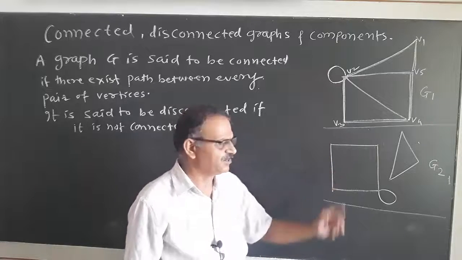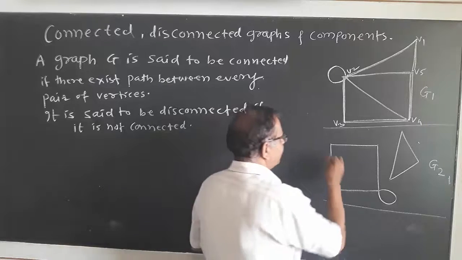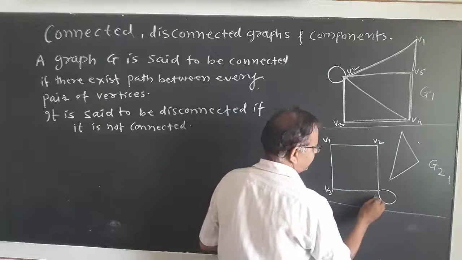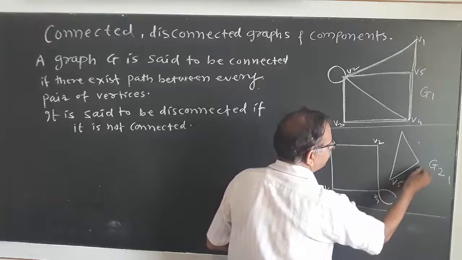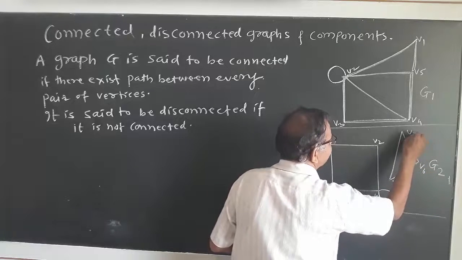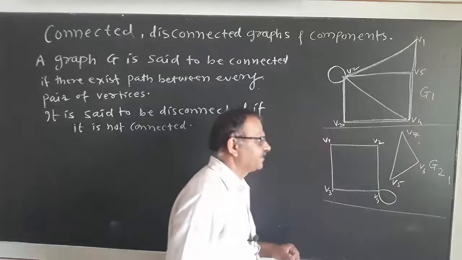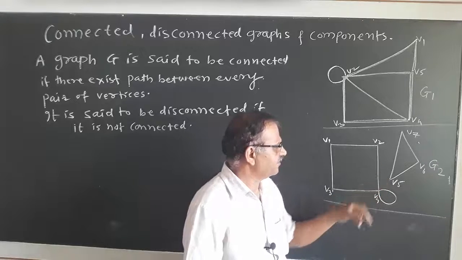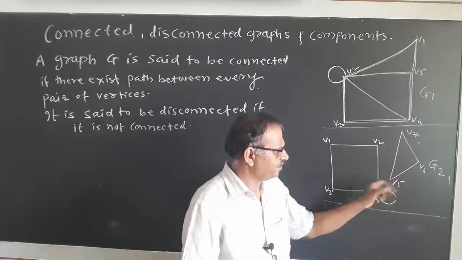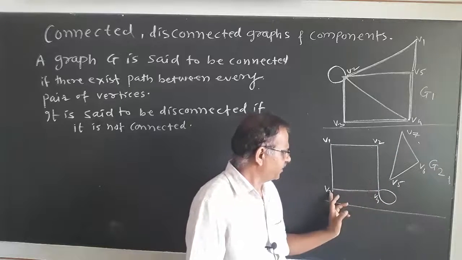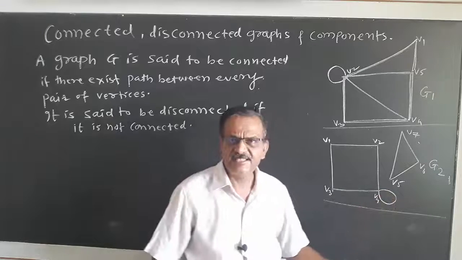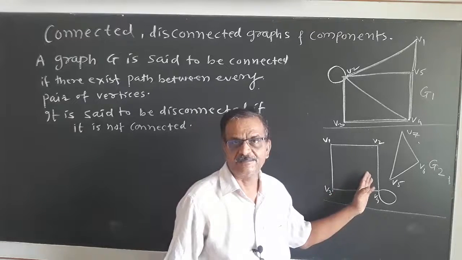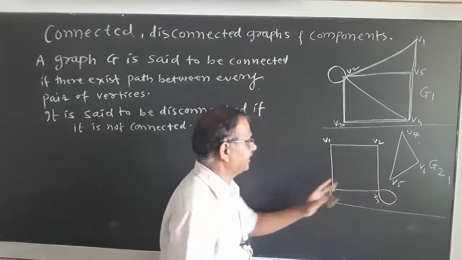Now see second graph G2. In G2, vertices are V1, V2, V3, V4, V5, V6, V7. We can see that there is no path between V2 to V5 or V1 to V5, V2 to V7 or V1 to V5, V3 to V5, V4 to V5. There is no path between these pair of vertices, and this graph is not connected graph. This graph is called as disconnected graph.